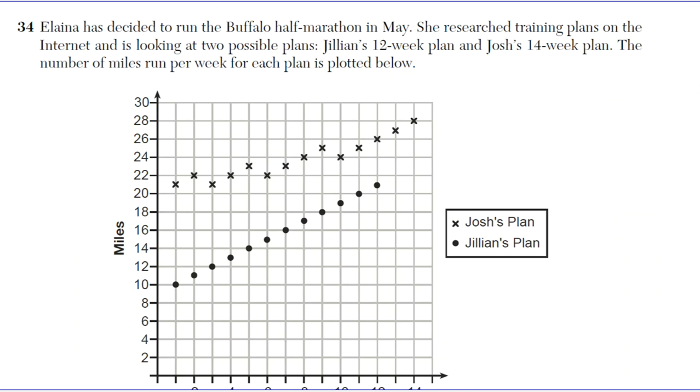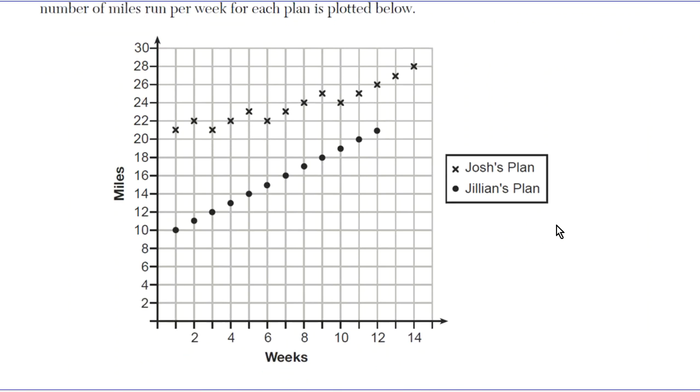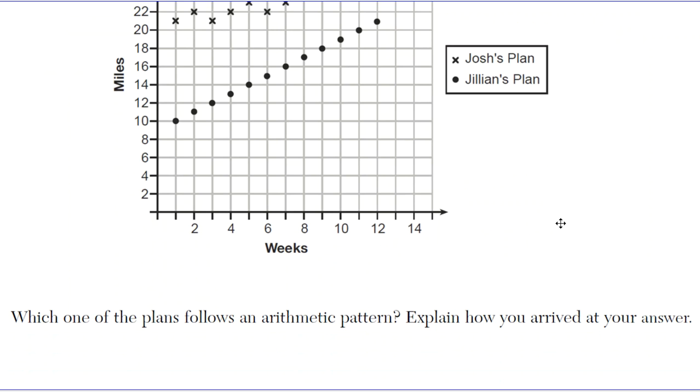Alright, let's take a look at question 34. It reads, Eliana has decided to run the Buffalo Half Marathon in May. She researched training plans on the internet and is looking at two possible plans. Jillian's 12-week plan and Josh's 14-week plan. The number of miles run per week for each plan is plotted below. So we have the star plot for Josh and the linear plot for Jillian. Question. Which of the following plans follows an arithmetic pattern? Explain how you arrived at your answer.